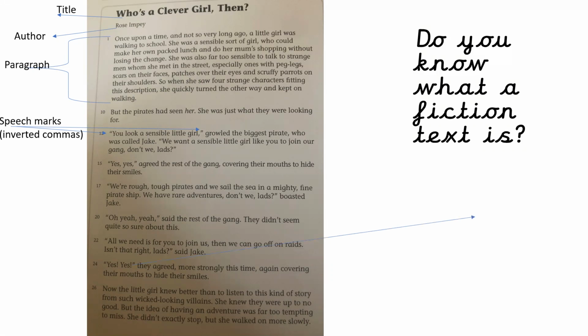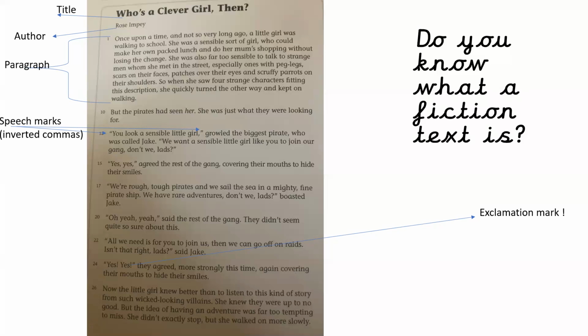Fantastic. Can you tell me what this punctuation here is and what it's used for? Great. This is an exclamation mark, and it is used to show emotion or command, or when someone's shouting or saying something very loudly or with a lot of feeling. Fantastic. Okay, now let's get into reading the story. So, the title of the story is Who's a Clever Girl Then?